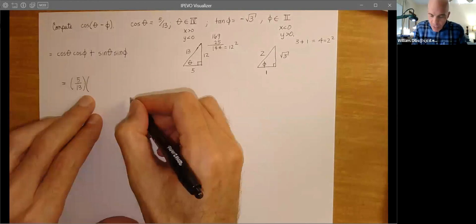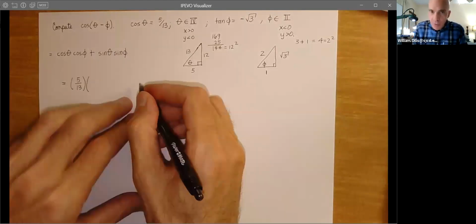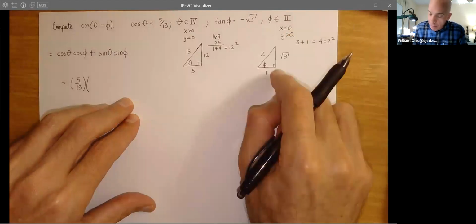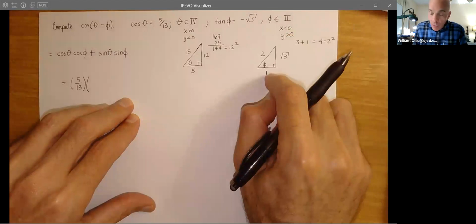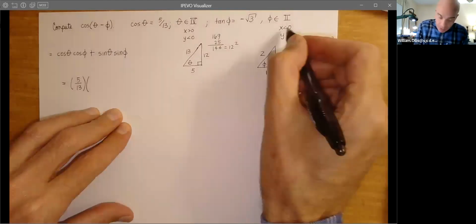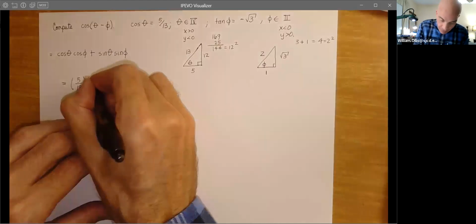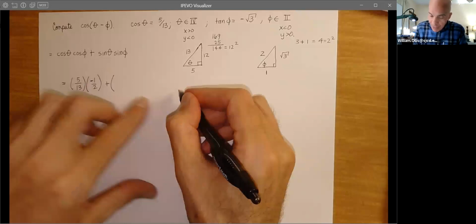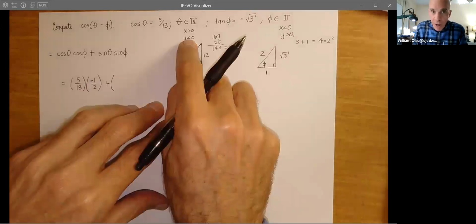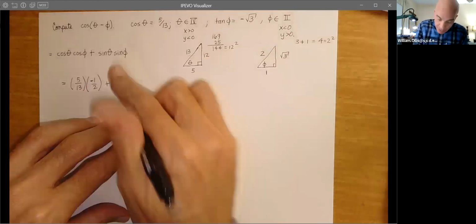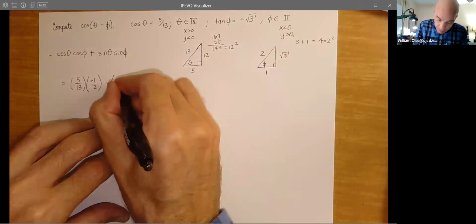And then we need cosine of phi. Again, remember the cosine will be negative in this quadrant. So we're going to get adjacent over hypotenuse. So negative 1/2 following that. Plus, now sine of theta, back to this triangle. Remember the y is negative, so we get a negative sign. So we do opposite over hypotenuse. So this will be negative 12 over 13.